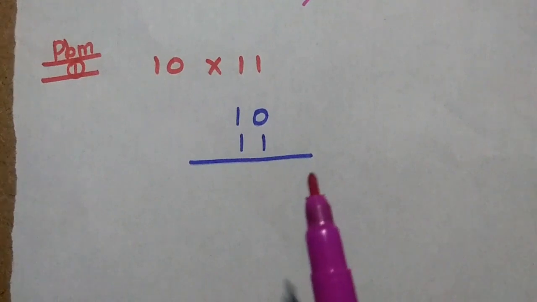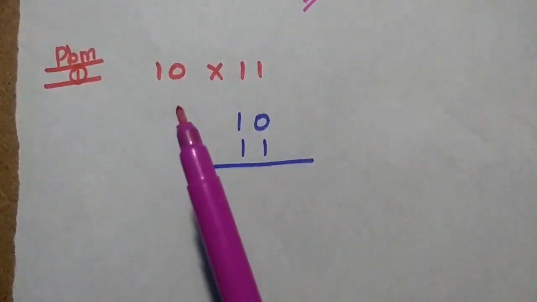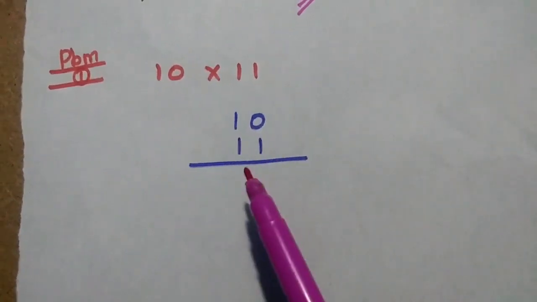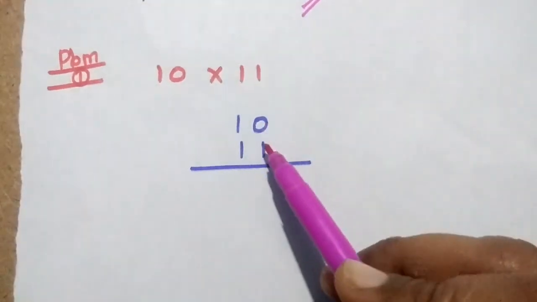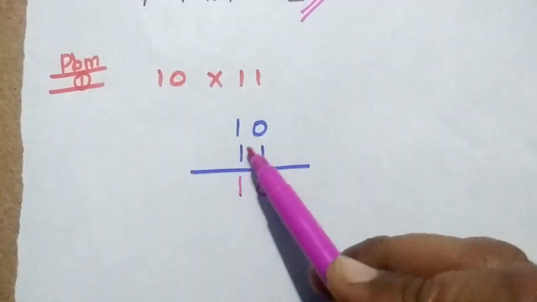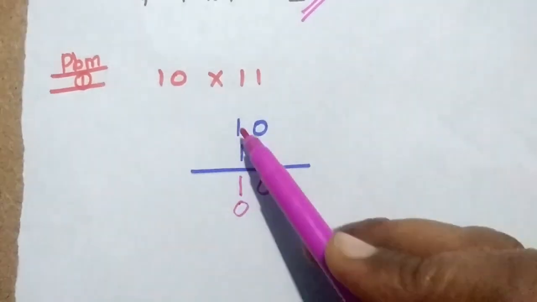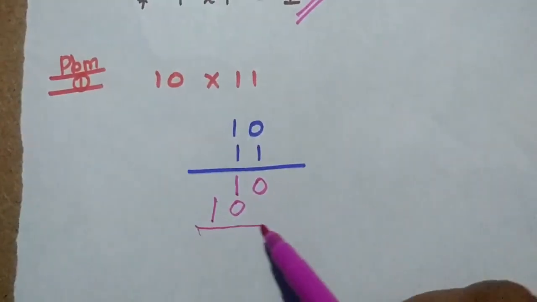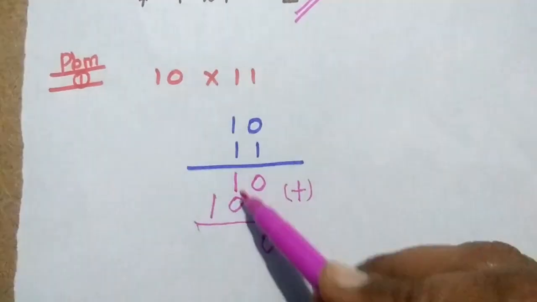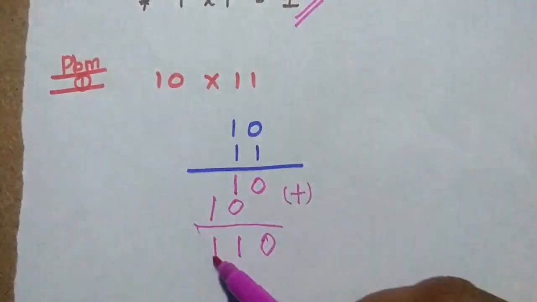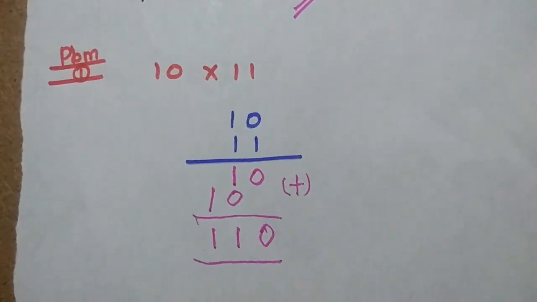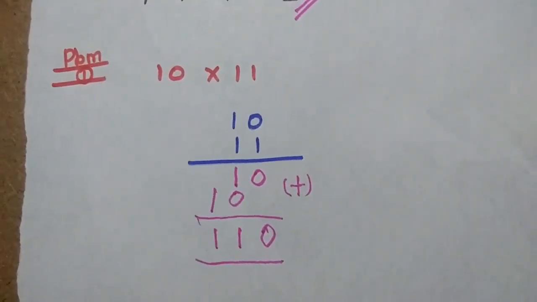Let's solve some problems. We are going to multiply 10 with 11. Here we multiply 10 by 0, which is 0, and 10 by 1, which is 10. After that we add these two values. So it becomes 0, then 1 plus 0 is 1, and 1 as such. So this is the answer. It is simply similar to our normal multiplication.